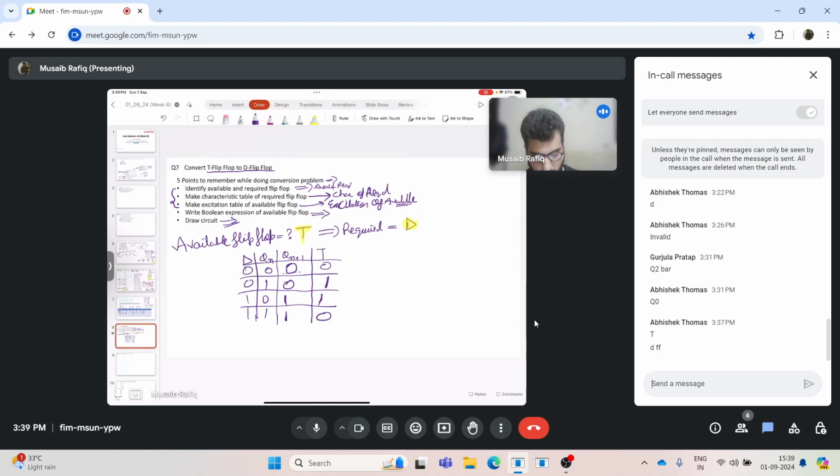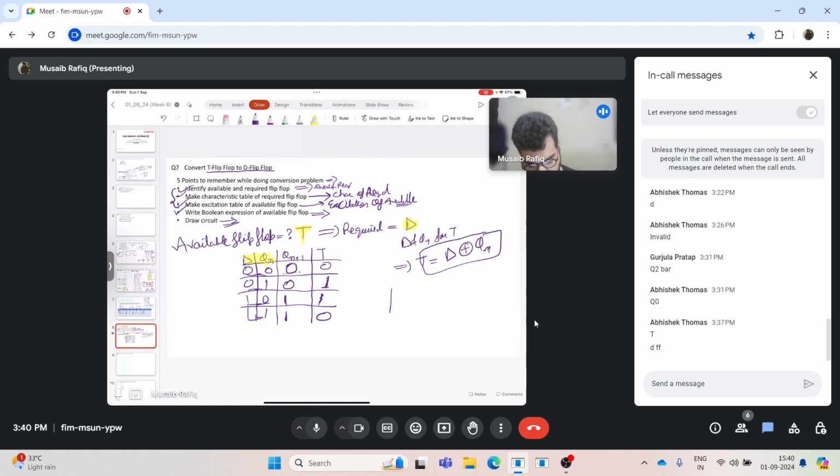Now I have to write the output expression for T. So the output expression for T between input D and Qn. If you carefully look between D and Qn for T, you can see that T is equal to D XOR Qn. Here 0 0 is 0, 0 1 is 1, 1 0 is 1, 1 1 is 0. So I have made the excitation table. I have written now the Boolean expression.